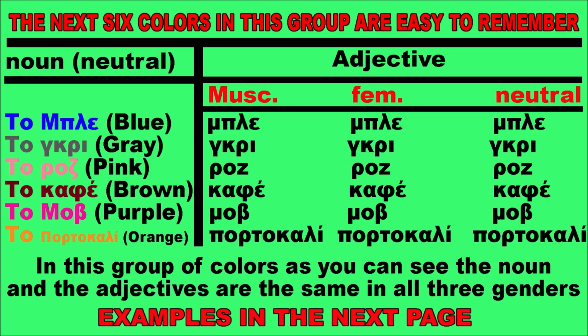In this group of colors, as you can see, the noun and the adjectives are the same in all 3 genders. Examples in the next page.